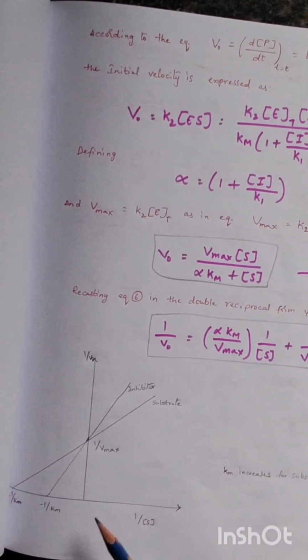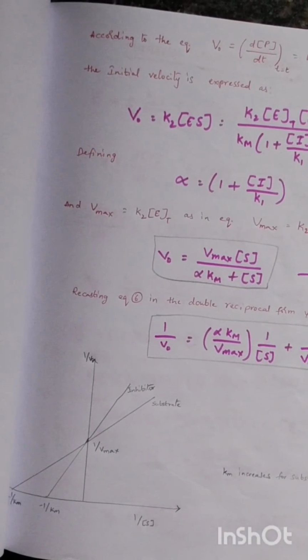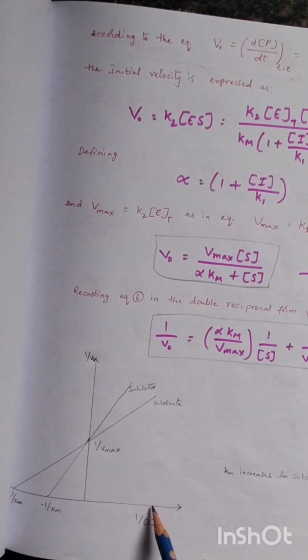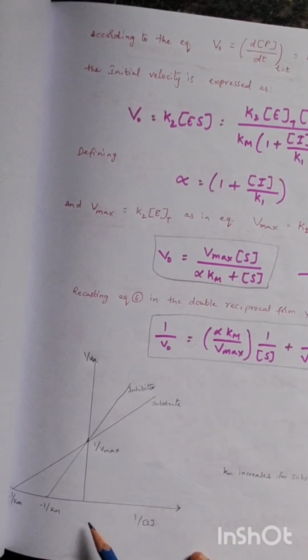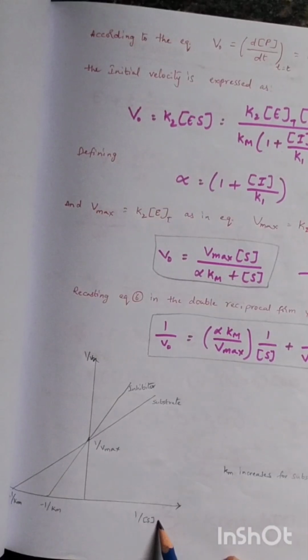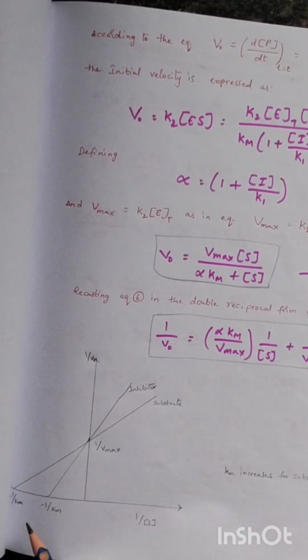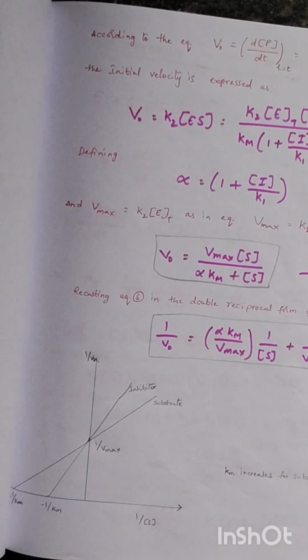As discussed previously, this graph represents the competitive inhibitor Lineweaver-Burk plot, when plotted as 1 by V0 against 1 by substrate concentration. Here the Km increases for the substrate concentration, and Vmax is the same for both the inhibitor and the substrate.